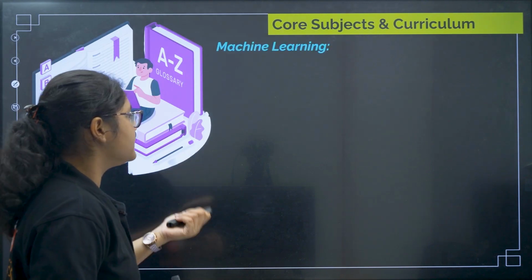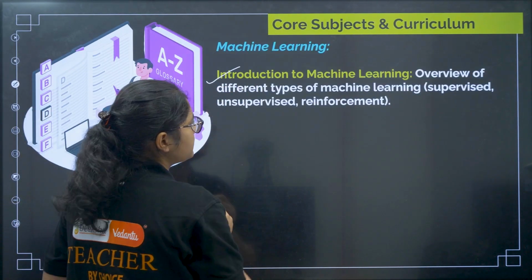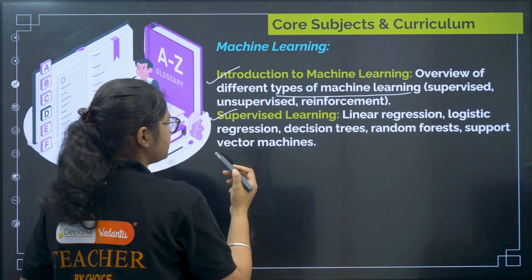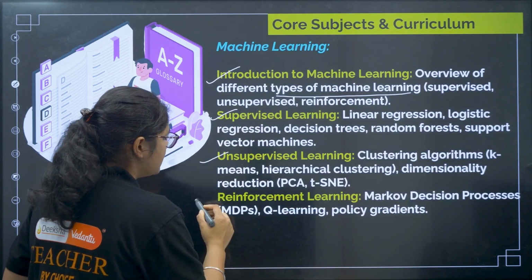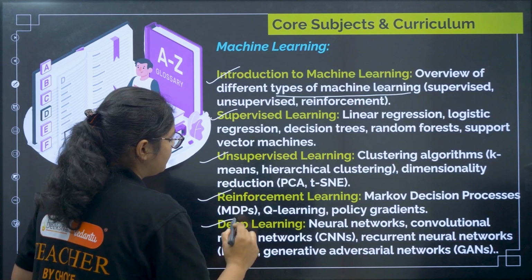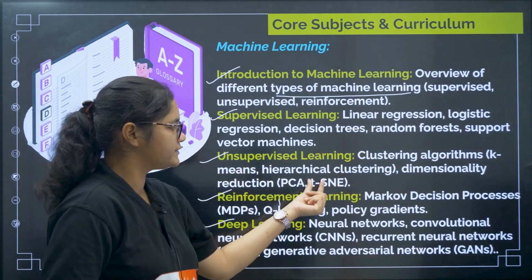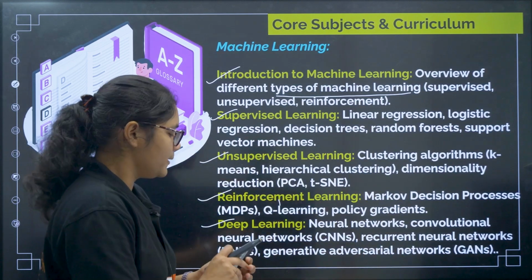Coming to machine learning, you need to know an introduction to machine learning. There are different types of machine learning, some of them are supervised learning, unsupervised learning, reinforcement learning, and deep learning. When you study these subjects, you can understand what these topics and terms exactly are.